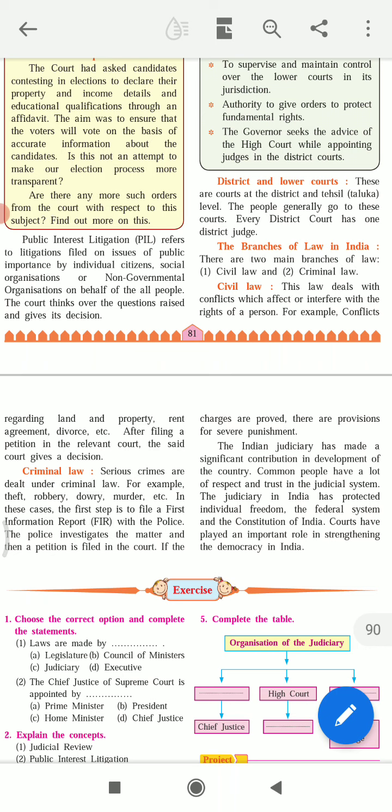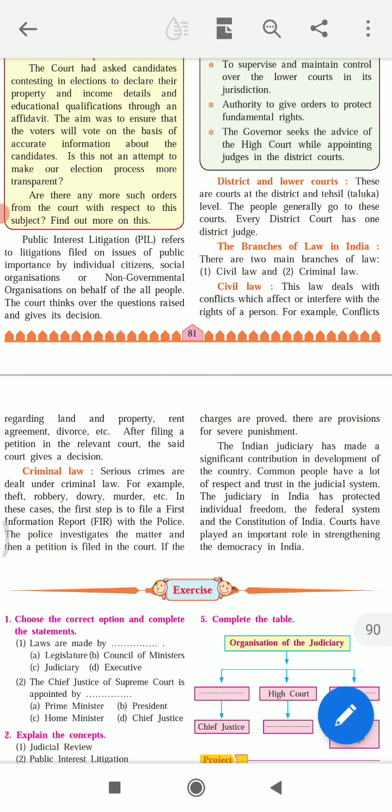So, children, you have come to know about the branches of law in India. One is civil law and another is criminal law. Now, I am going to discuss the last part of the topic, that is the contribution of the Indian judiciary. It is very important.